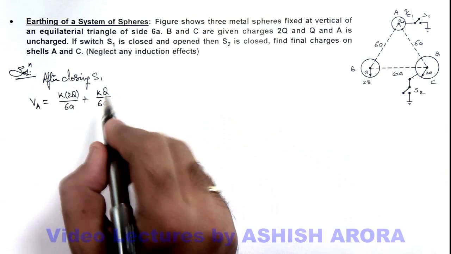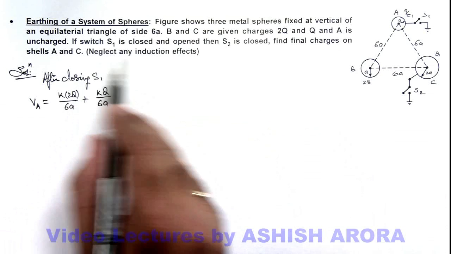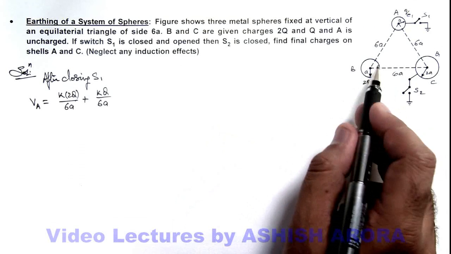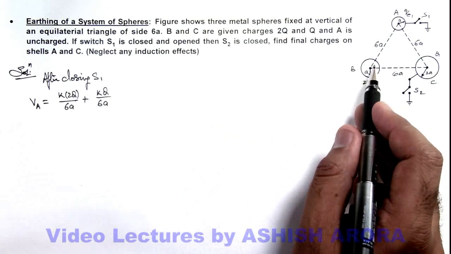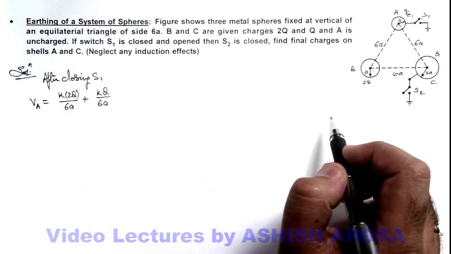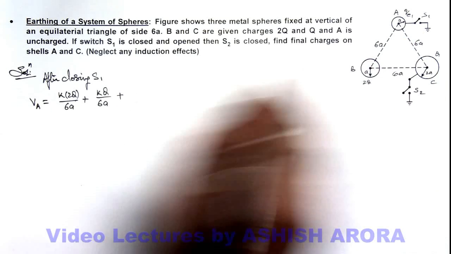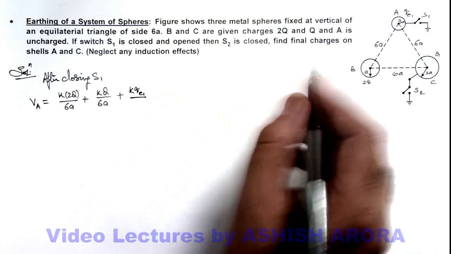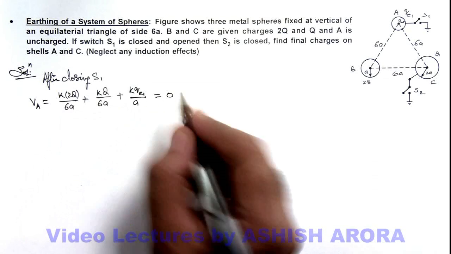Here I am taking the result of a point charge because we are given to neglect any induction effect. So we can assume that the charge distribution is spherically symmetrical. And for a symmetrically uniformly charged sphere, we can assume that the charge is concentrated at its center. Now here, due to its own charge QE1, the potential of A can be written as KQE1 by A. And this total potential should be equal to 0.